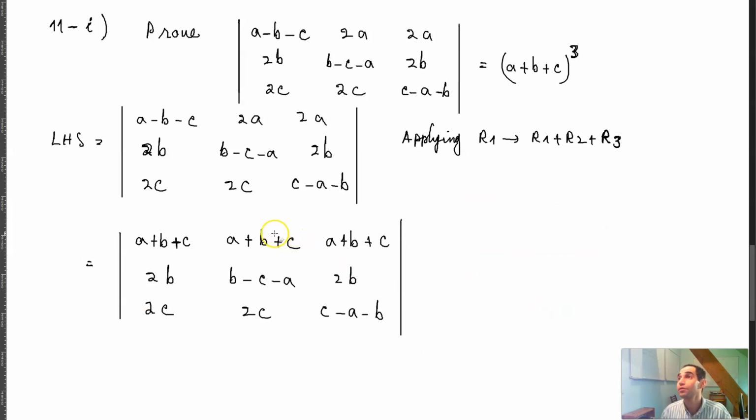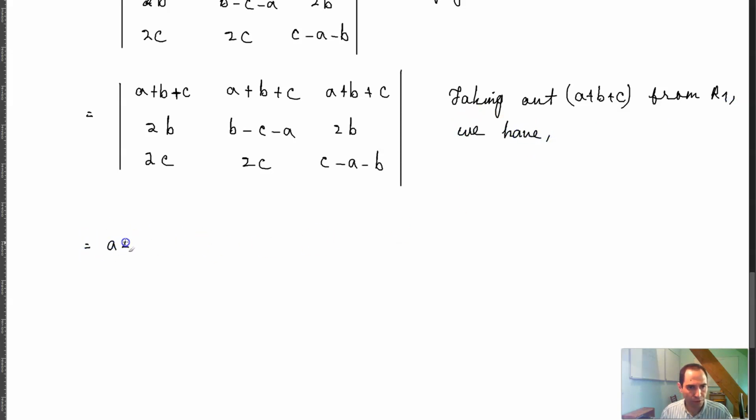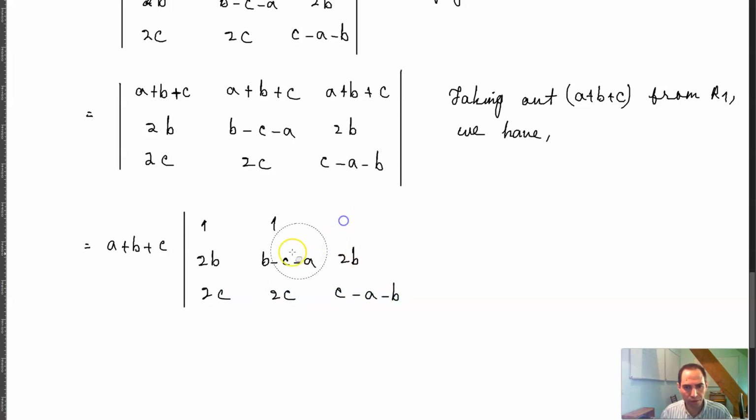And then what you can do is take out A plus B plus C from the first row, from R1. We have A plus B plus C times 1, 1 and 1. You have 2B, B minus C minus A, 2B, 2C, 2C, and C minus A minus B. And then you can write this 1 over here.